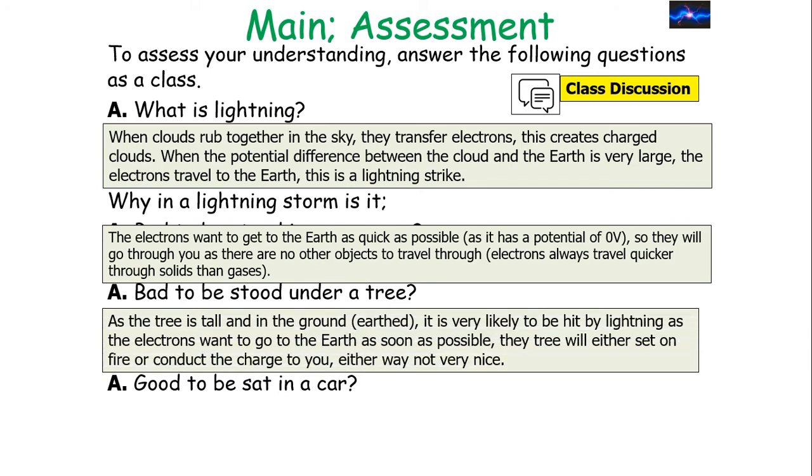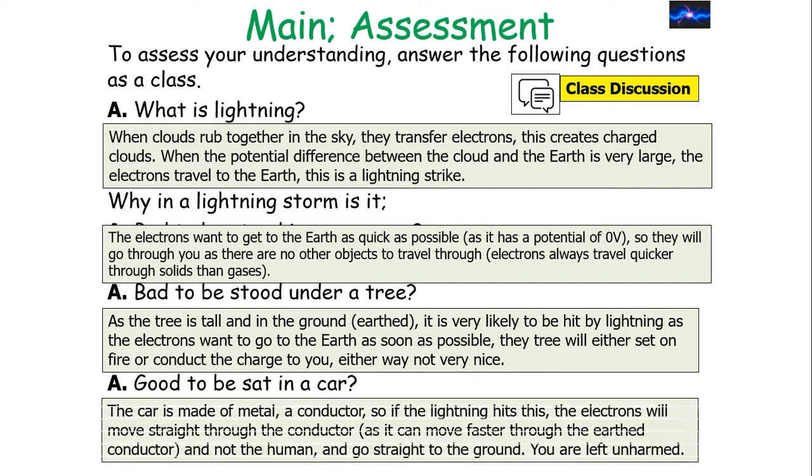Now, it's also bad to be stood under a tree because the tree is tall and in the ground, so it's earthed, so it's very likely to be hit by the lightning as the electrons want to go to the Earth as soon as possible. So the tree will either set on fire or conduct the charge to you. Okay, either way, not very nice. And why is it good to be sat in a car? Well, the car is made of a metal, a conductor, so if the lightning hits this, the electrons will move through the conductor as it can move faster through an earth conductor and not the human.